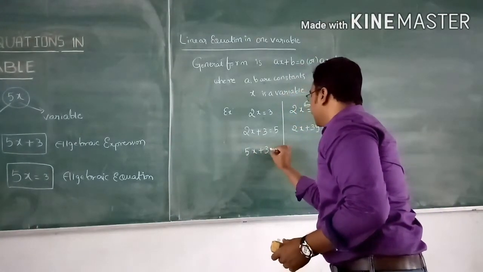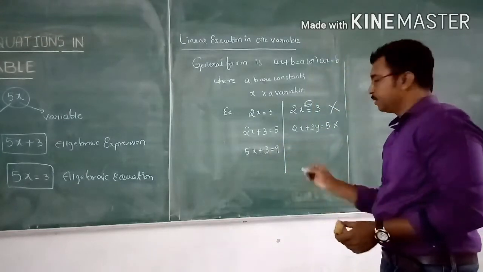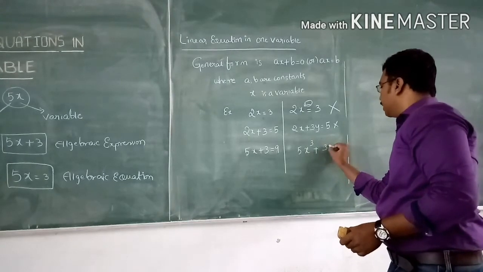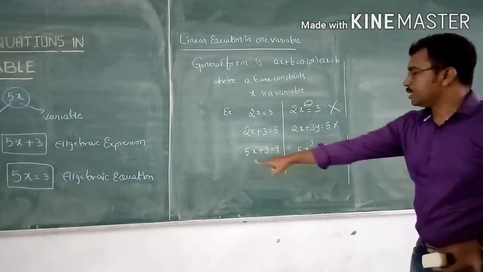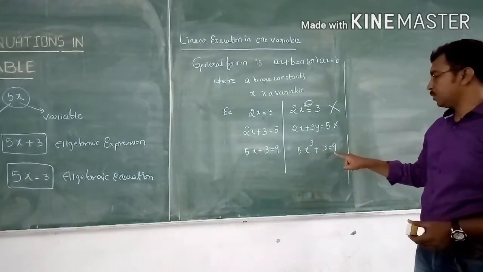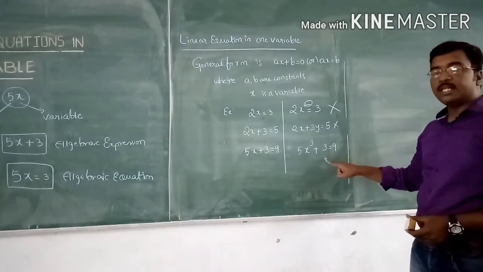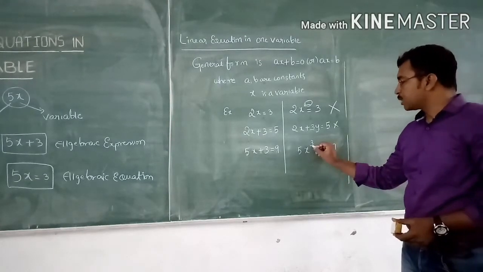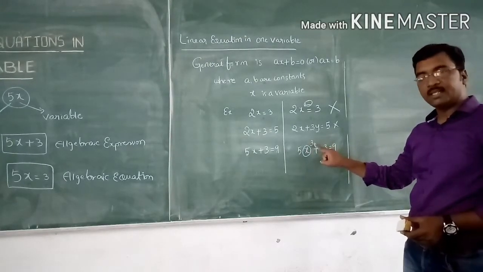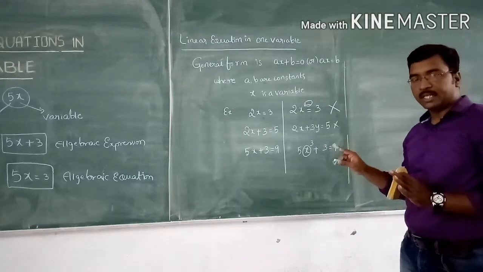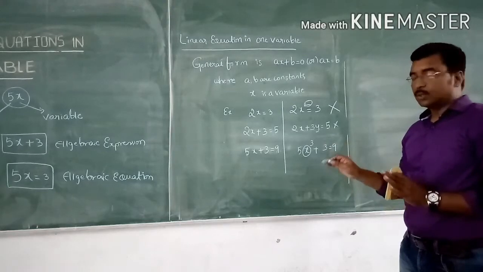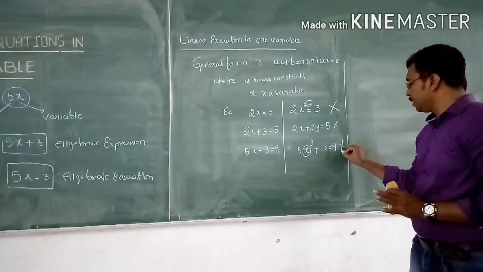5x plus 3 is equal to 9. This is a linear equation. Now 5x cube plus 3 is equal to 9. This is not at all a linear equation. Why? Because the exponent of the variable x here is 3, that means the degree is 3. So it is not a linear equation. The degree of a linear equation must be 1.